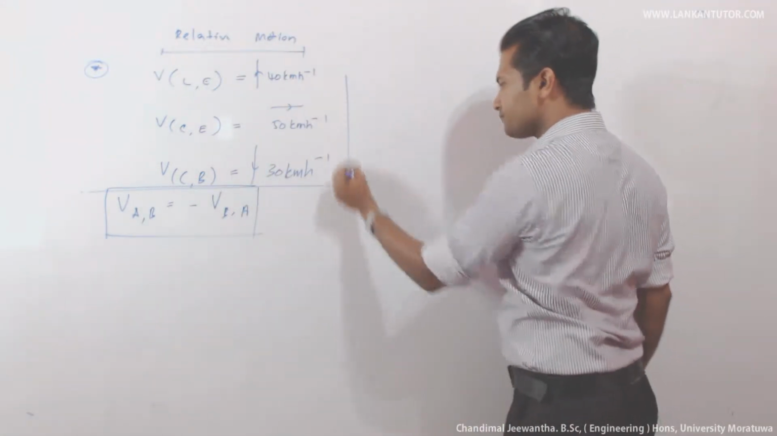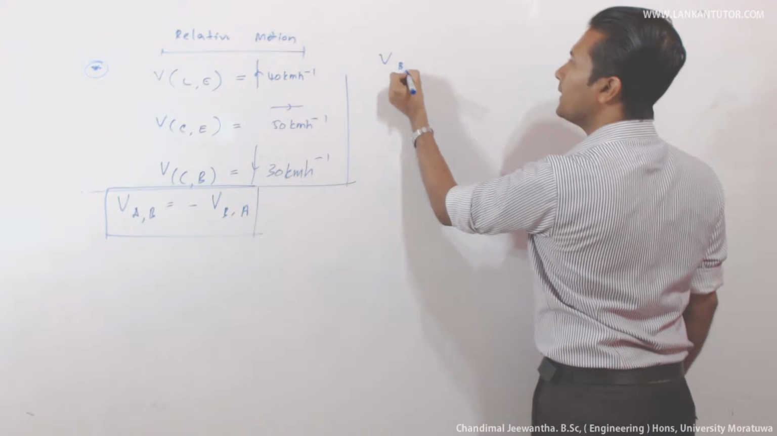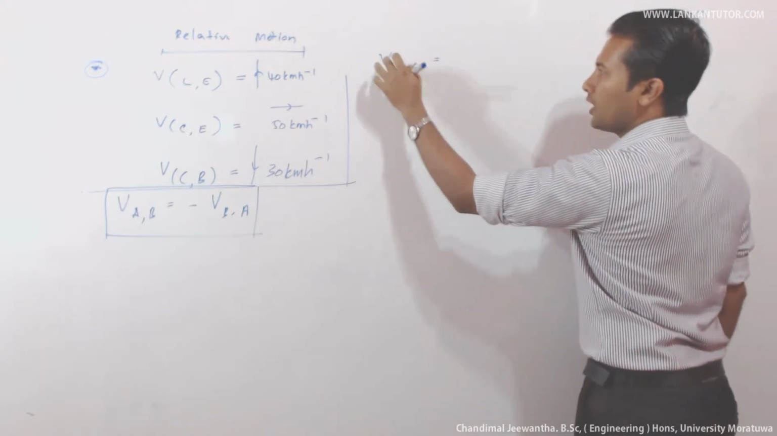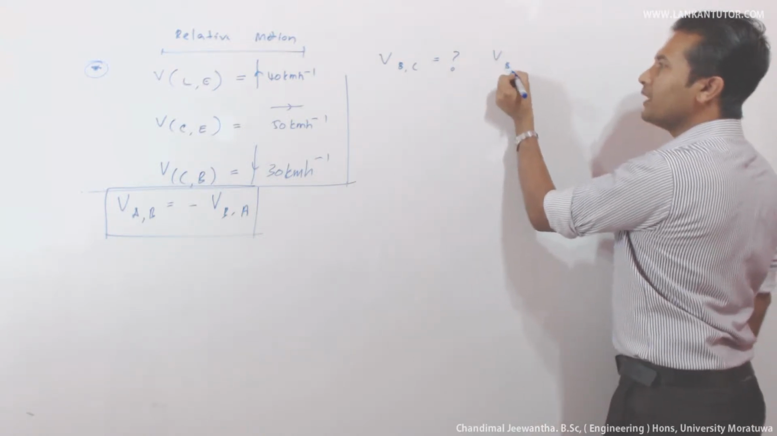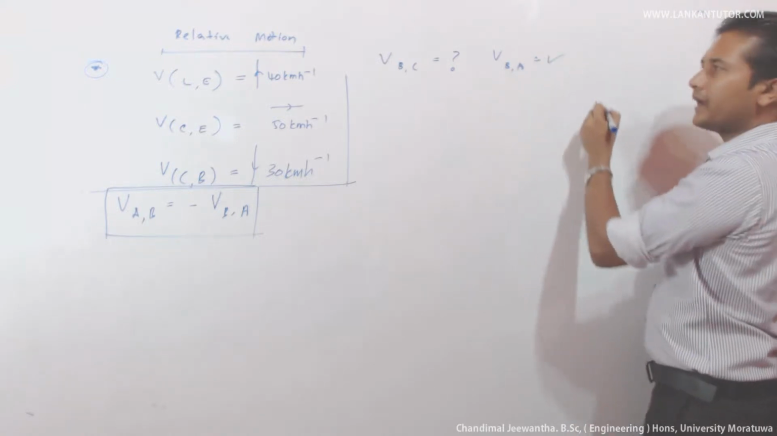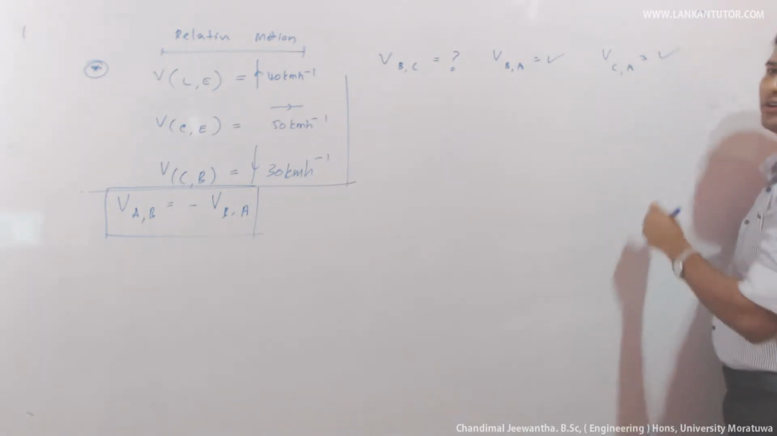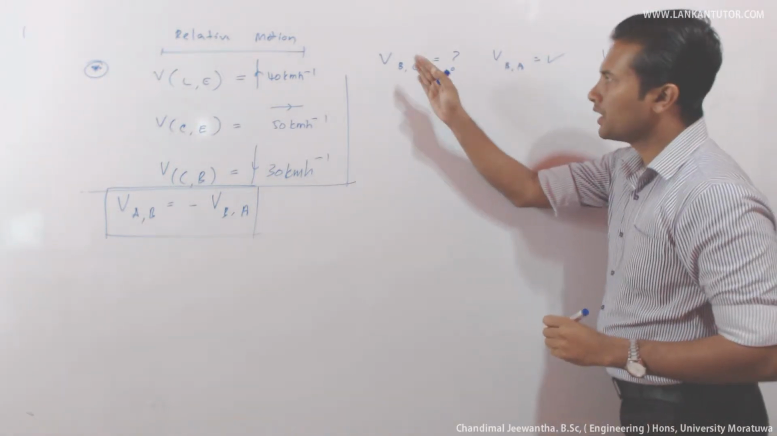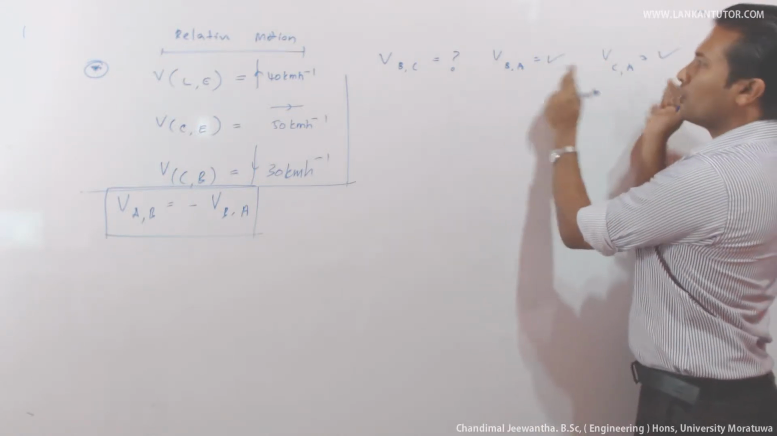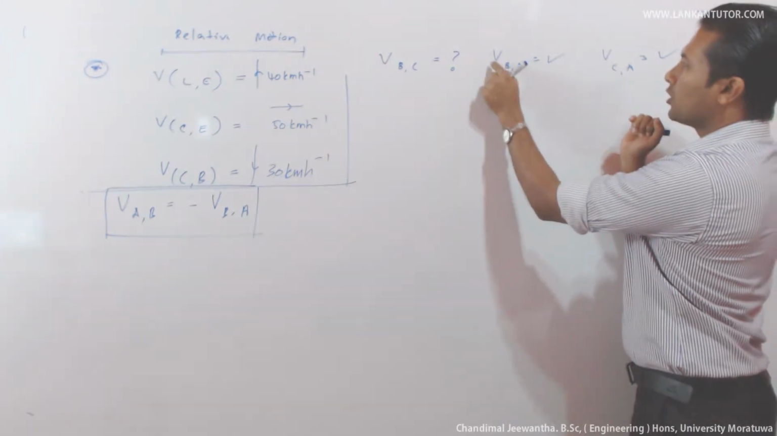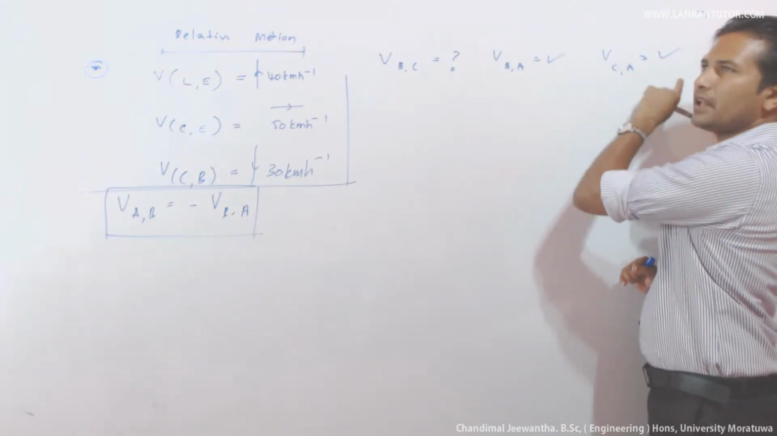Right. Now we can find velocity of B relative to C, when you are given velocity of B relative to A and velocity of C relative to A. What you have to find is velocity of B relative to C. You are given two known quantities, velocity of B relative to A and velocity of C relative to A.